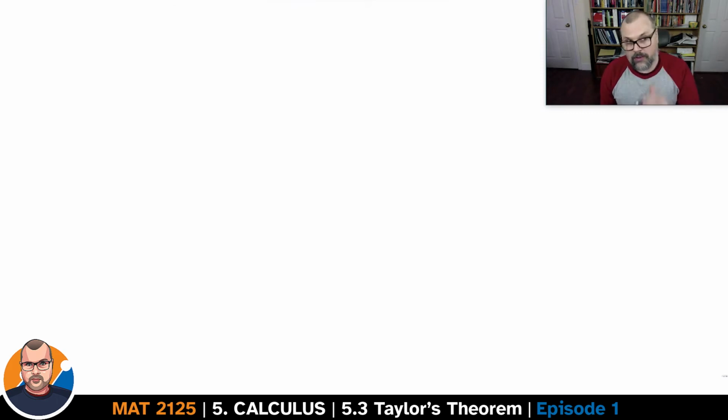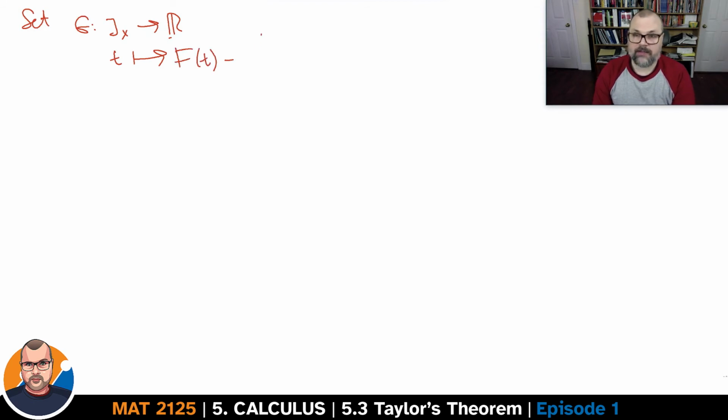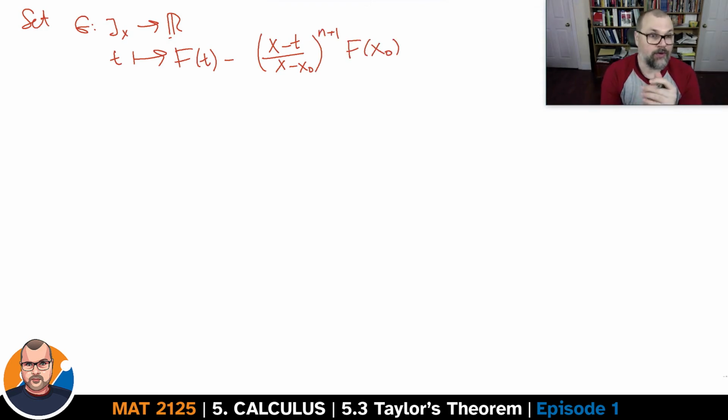So now we build a new function, capital G. It goes again from J_x to R. It is defined by G at t is big F at t minus the following expression. x0 is given. It's one of the endpoints of the interval. x is also given. It's the other endpoint of the interval. And t is our variable.